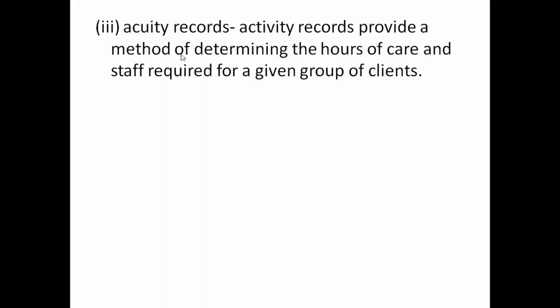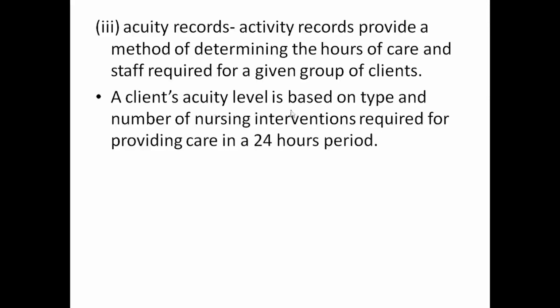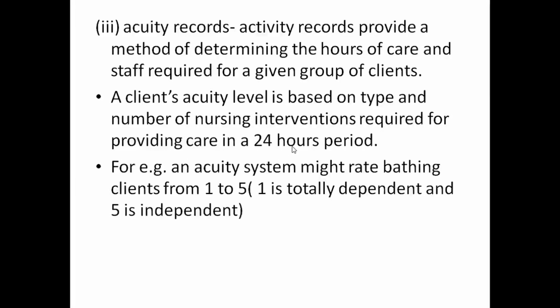Activity records. Activity records provide the method of determining the hours of care and staff required for a given group of clients. Client acuity level is based on the type and number of nursing interventions required for providing care for 24 hours. For example, an acuity system might rate bathing of the client from 1 to 5. 1 is a totally dependent patient and 5 is an independent patient, one who can take a bath by himself.